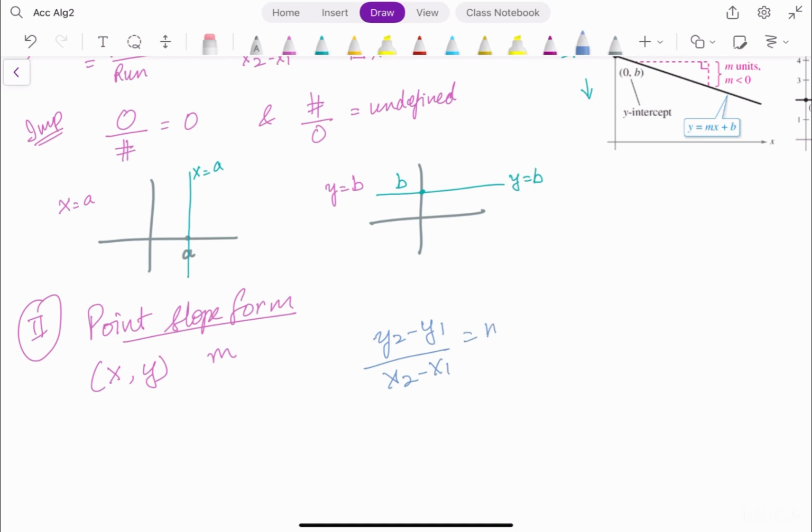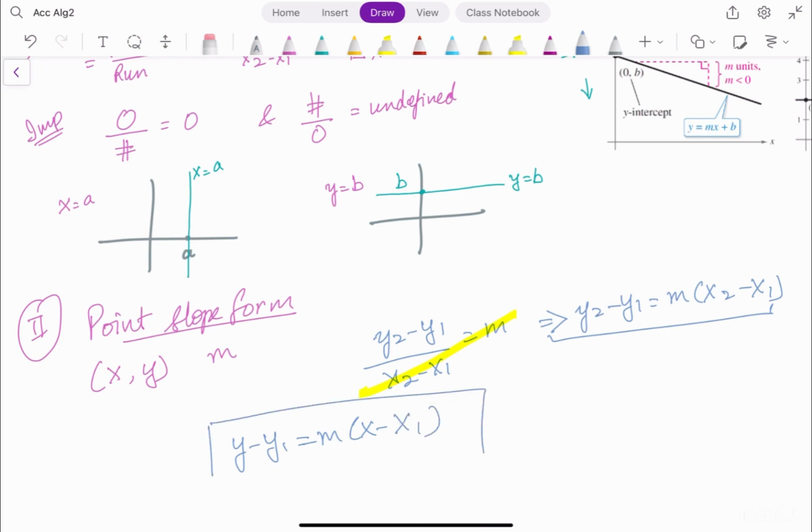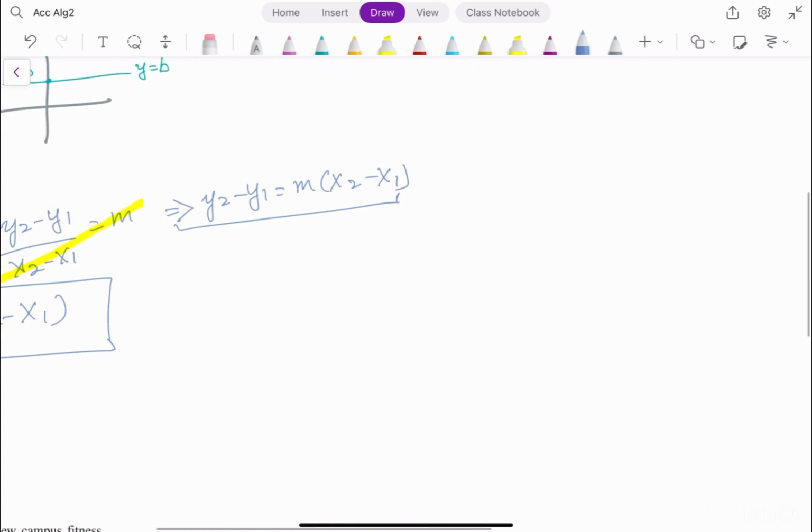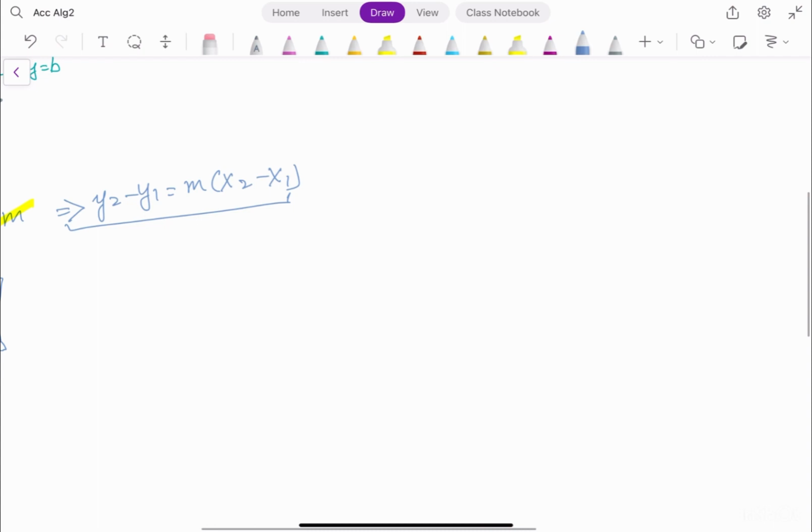As you know, the slope is y2 minus y1 over x2 minus x1. If I cross multiply, I will get y2 minus y1 is equal to slope times change in x. And this is nothing but the point slope form. You can rewrite it as y minus y1 is equal to m times x minus x1. So this is your point slope form. I personally like point slope form better because I can write the equation of a line in point slope form and then convert it into slope intercept form.